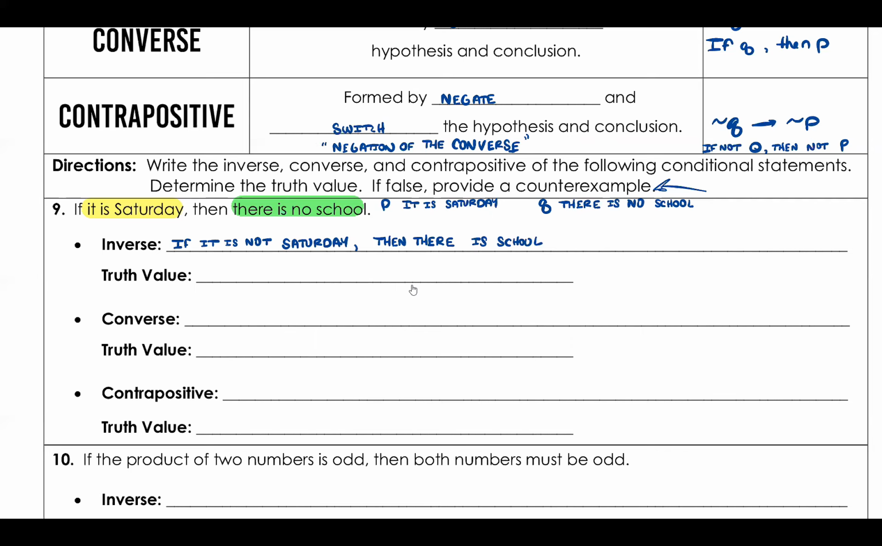Is this statement factually true? Does it have a truth value of yes? Yes, why? Why is the statement we just created true? What do you think? If today is not Saturday, then there is school. Is that 100% true? Yes, in the U.S.